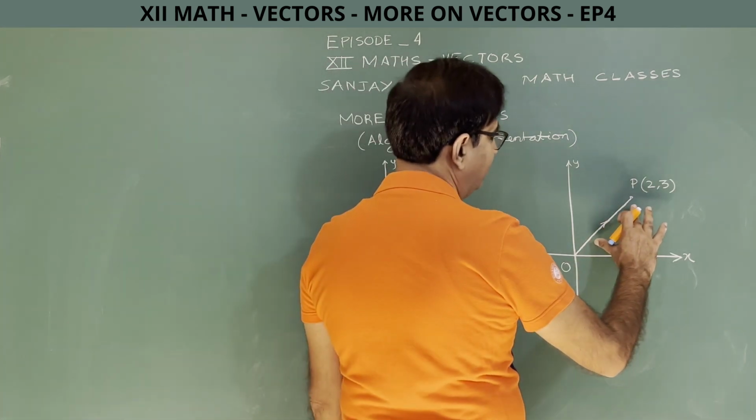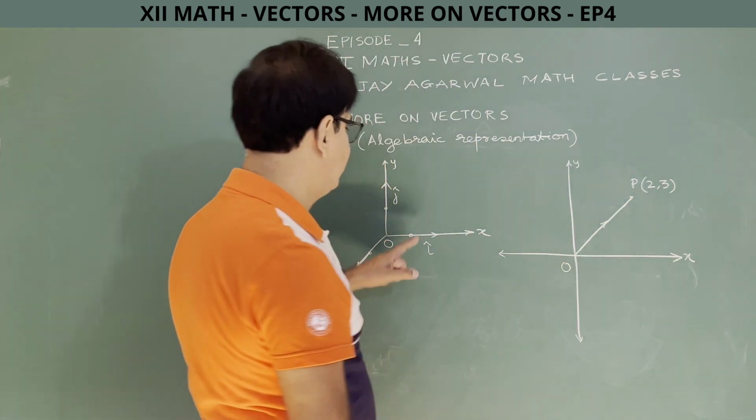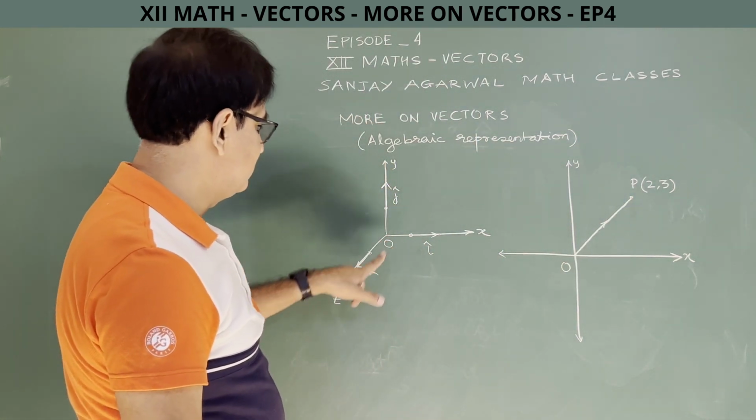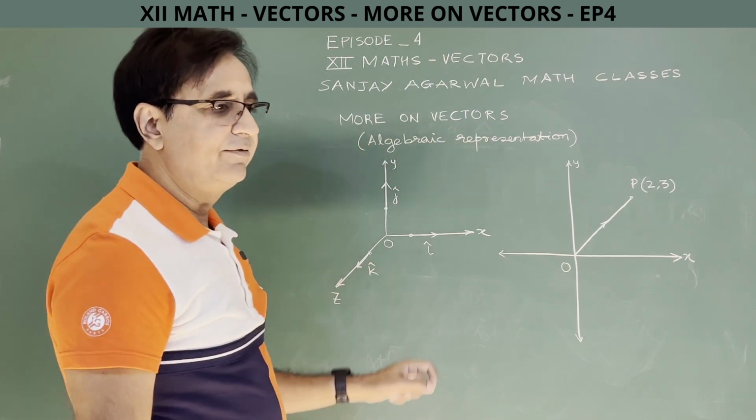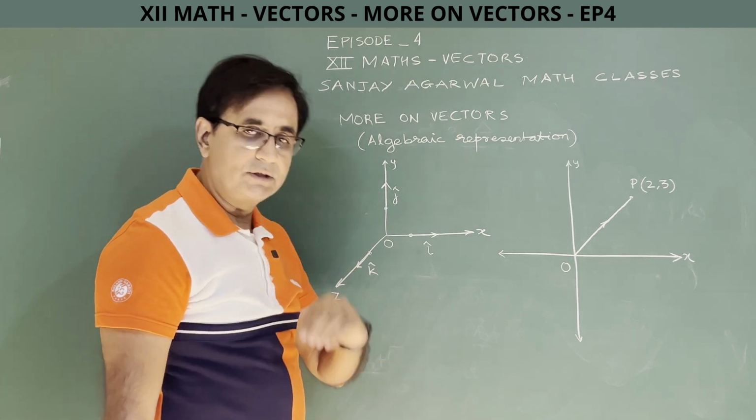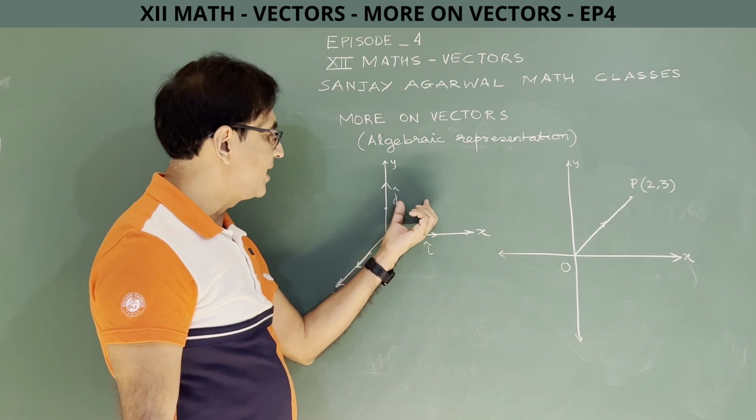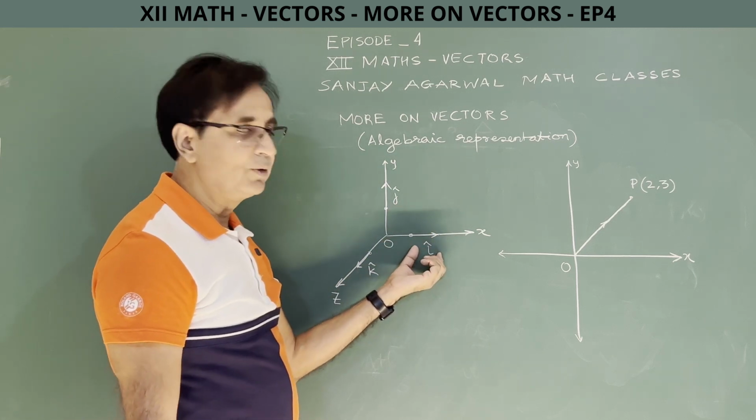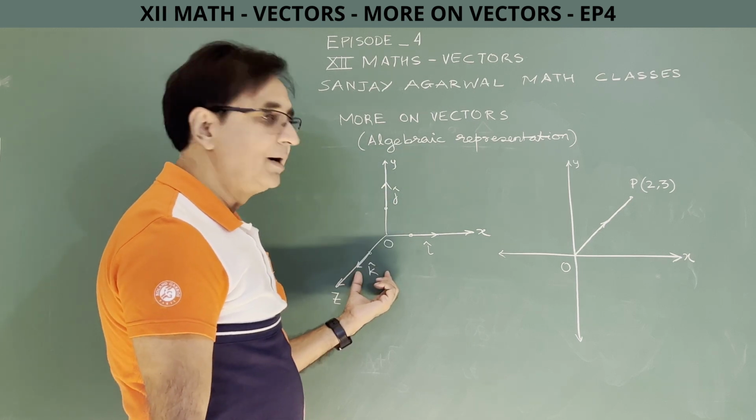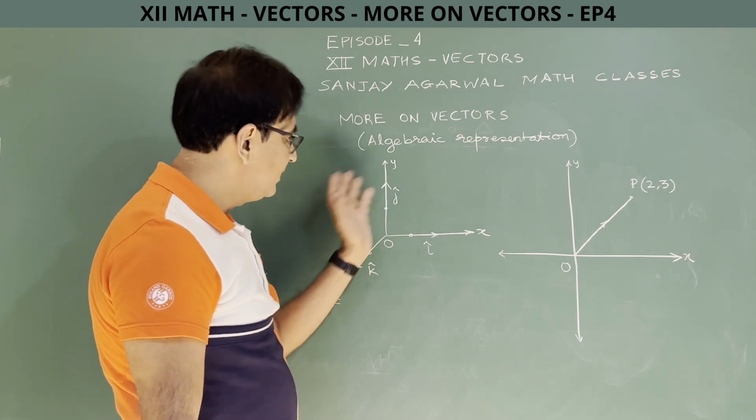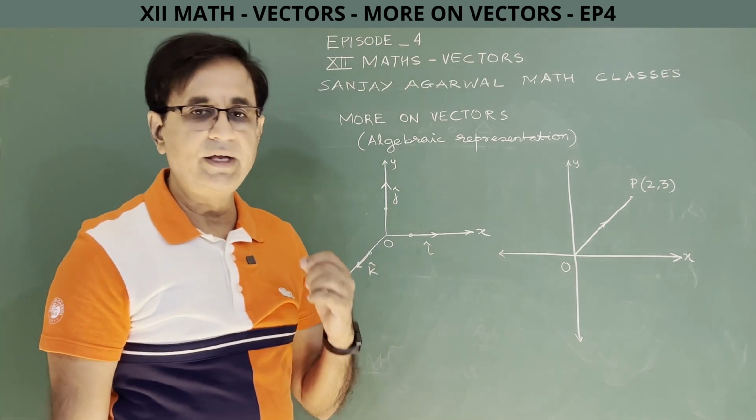Now, how do I express this vector? In terms of unit vectors along x axis, y axis and z axis. In algebraic representation of vector, every vector henceforth starting from now will be expressed as a linear combination of i, j and k. Means I am going to multiply i by some scalar number, multiply j by some scalar number, multiply z, k by some scalar number and add them. So, every vector will be expressed in terms of i, j and k.